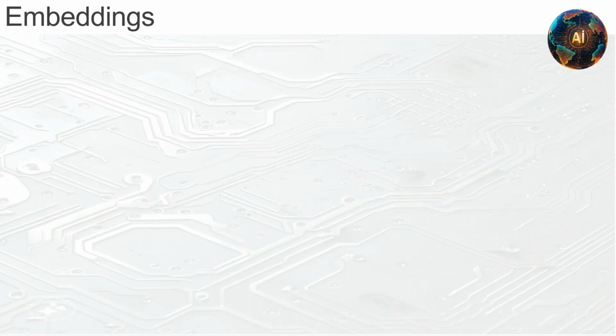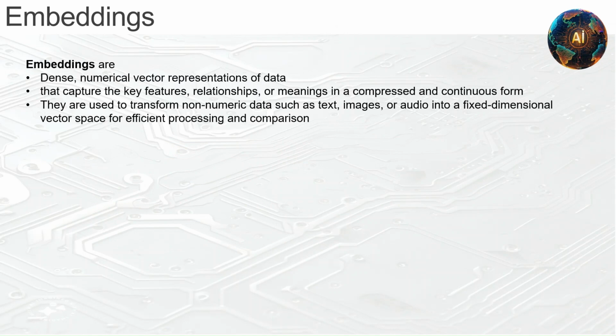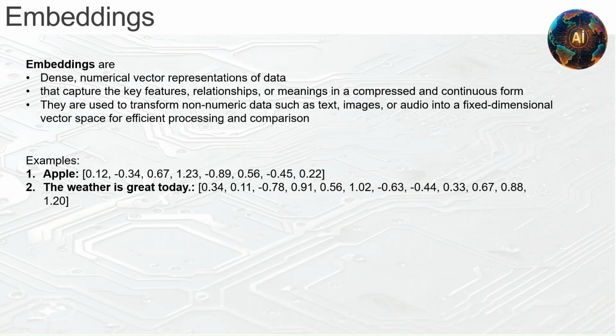So, the key to similarity search is the embeddings. Let's see them now. Embeddings are basically dense numerical vector representations of data. Numerical vectors, for those who are not aware of them, are essentially numerical arrangements of any data. This numerical representation captures the key features, relationships, or meaning of the data in a compressed and continuous form. So we transform non-numeric data such as text, images, or audio into a fixed dimensional vector space for efficient processing and for comparison. For example, the word apple can have a numerical vector representation as shown over here.